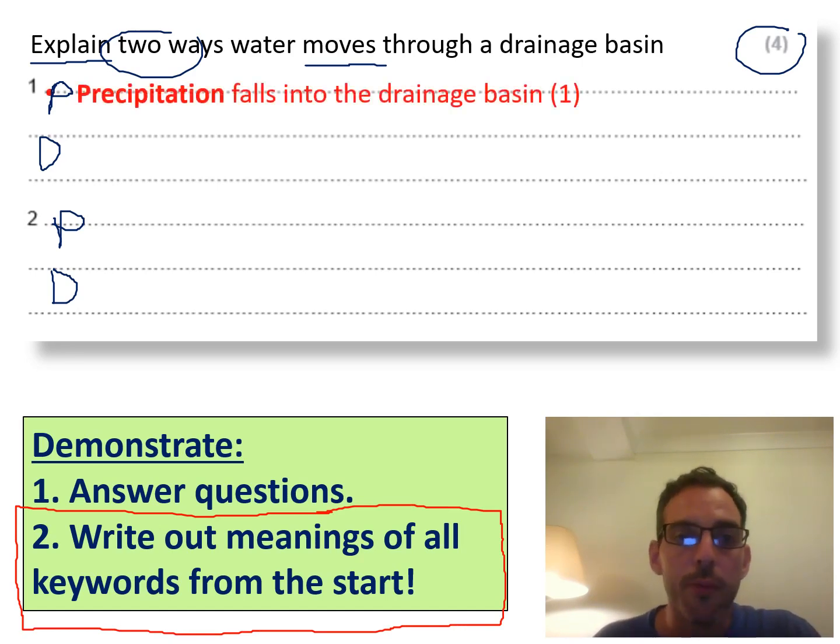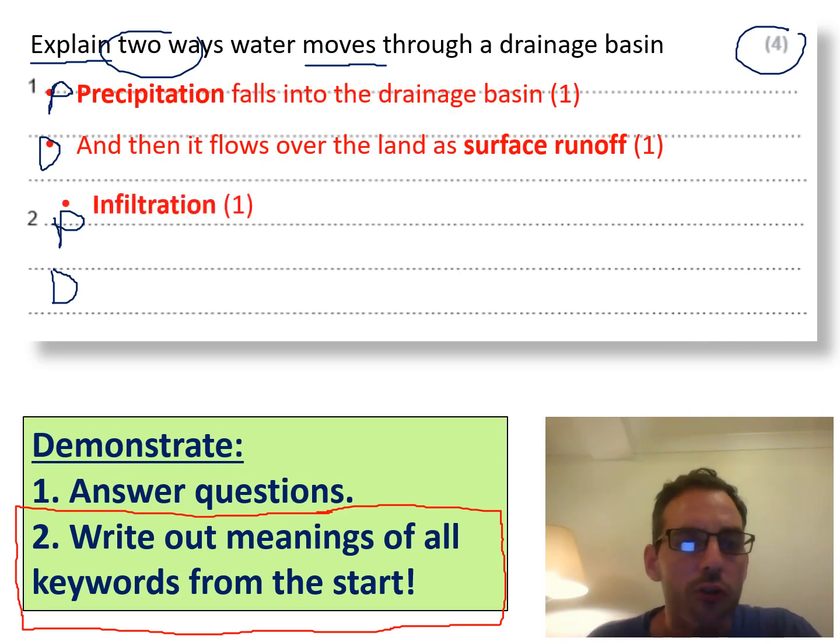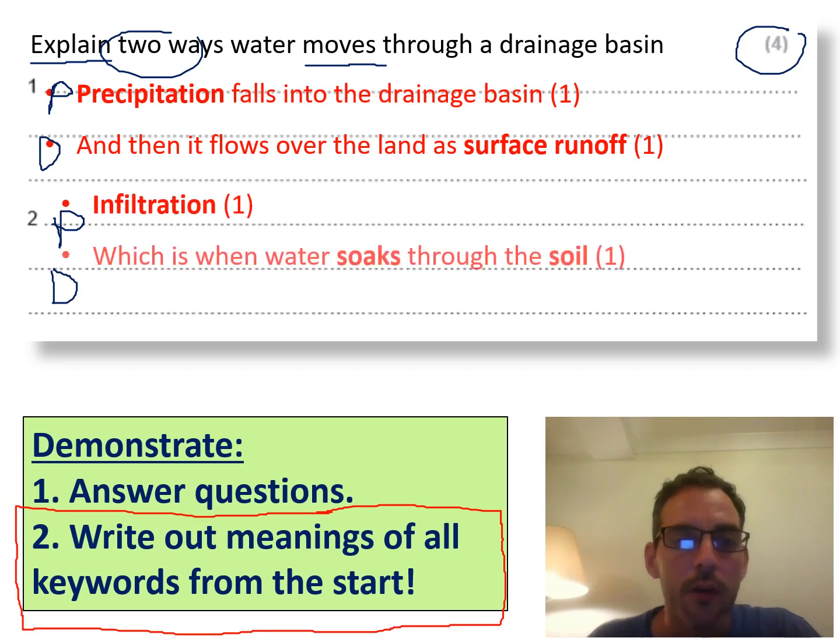So the answers, we could have put precipitation, then it flows over the land as surface runoff. There's not really much of an explanation for precipitation. You could have just said infiltration, which is when water soaks through the soil. Green pen your work and see if you've got something similar. And there's a number of different answers, as long as you're referring to the way water moves.